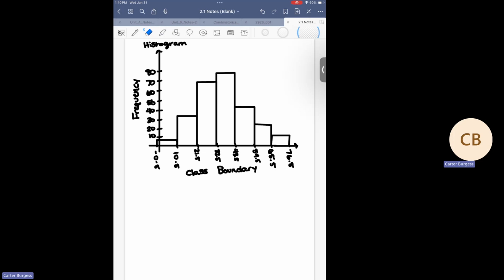My answer key actually says that it's positively skewed. I would probably accept either positively skewed or symmetrical for this. If I were to give you something like this on a test, I would probably accept both, because I think it's fairly close. I don't know. It's pretty close.